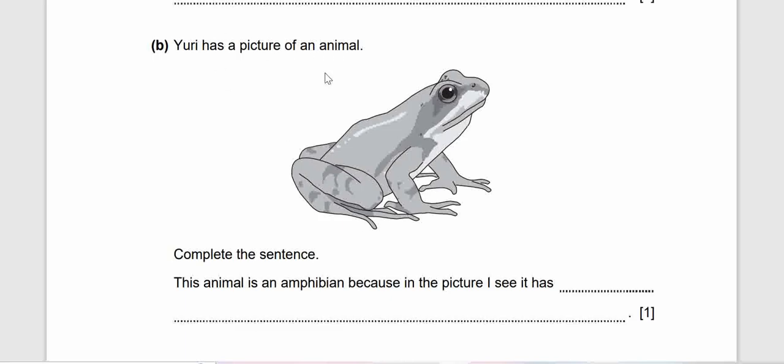Yuri has a picture of an animal. Complete the sentence. This animal is an amphibian because in the picture I see it has blank. 10 seconds. 10, 9, 1. All right, guys, let's open up the answer.